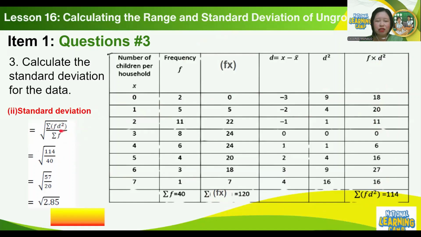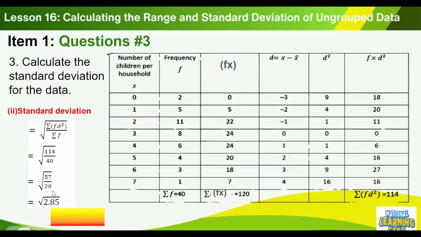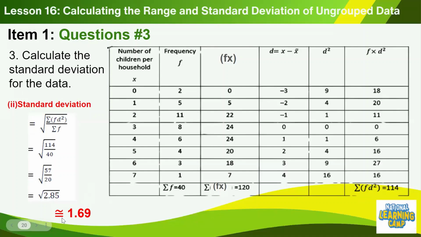Our value for summation of fd squared is 114. So substitute. The value for summation of f is what? 40. So therefore, 114 divided by 40 is equivalent to 57 over 20 when simplified to the lowest term. 57 divided by 20 is equal to 2.85. So then get the square root of 2.85. Our answer is approximately 1.69, and this is the value of our standard deviation.